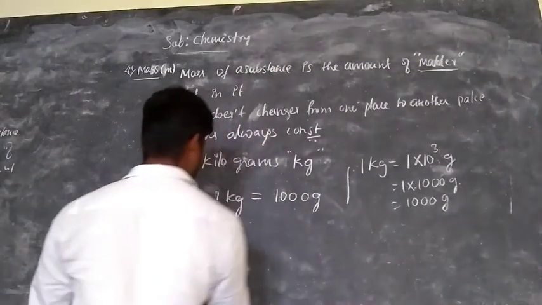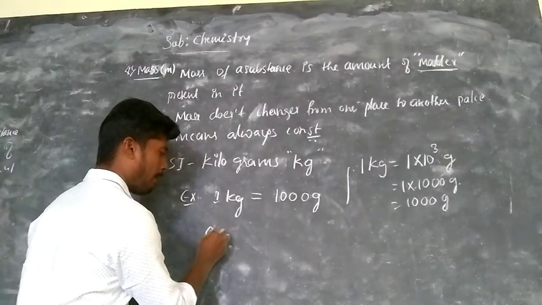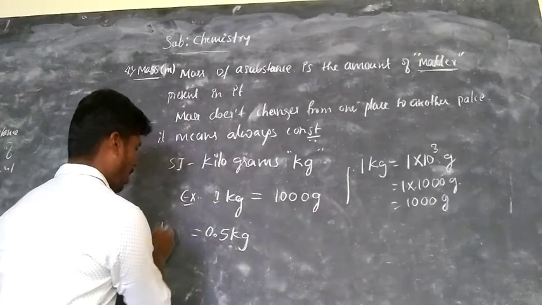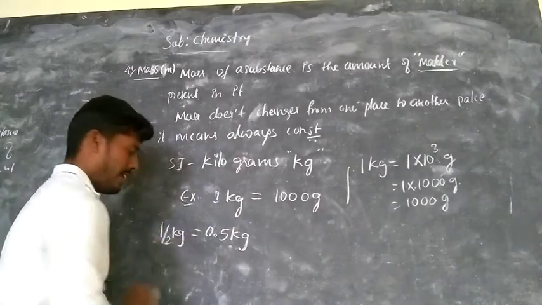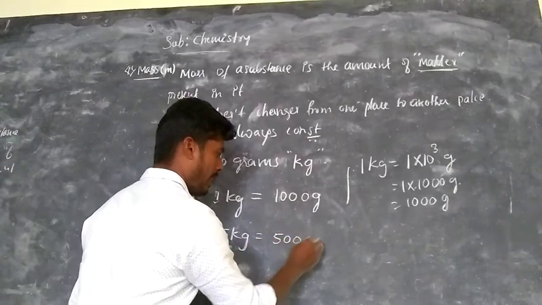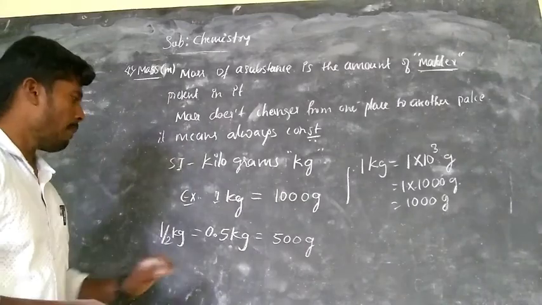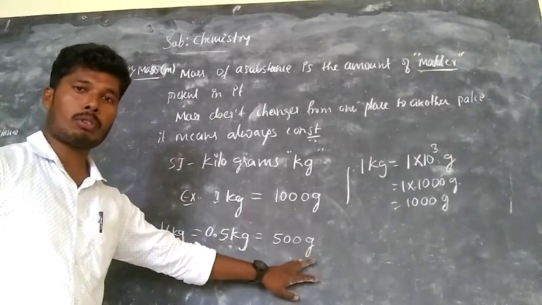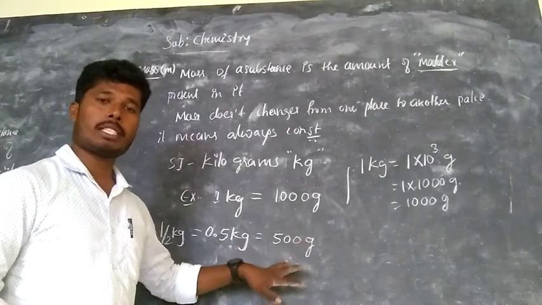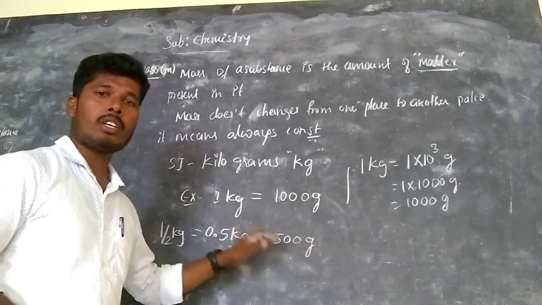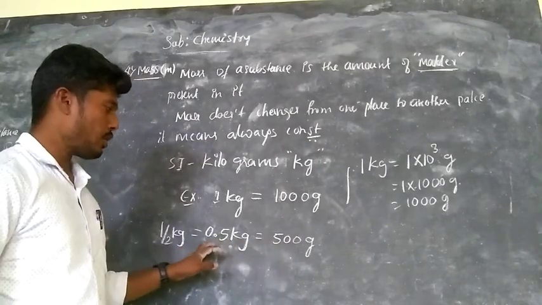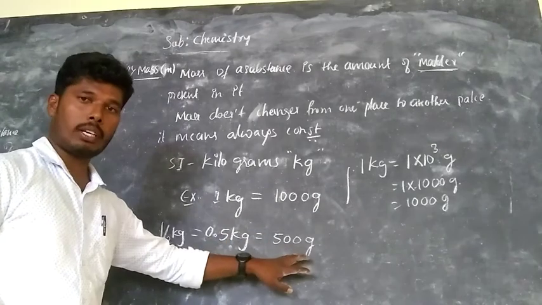Similarly, half kg is nothing but 0.5 kg, that is 1 by 2 kg, which is equal to 500 grams. This is the conversion of kilograms to grams. Why are we converting kilograms to grams? Because in chemistry, to do some experiments, we measure in small quantities, that is milligrams or micrograms scale. Therefore, we need to convert kilograms to grams.